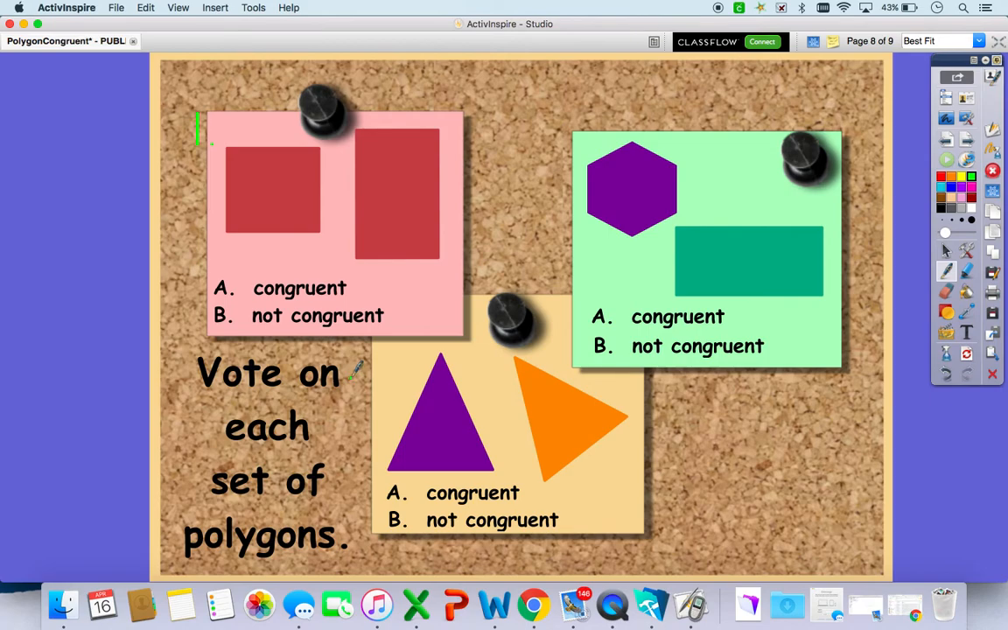Looking at number 2. Number 2 shapes are congruent. They are congruent because they are the same shape, they are both triangles, and they are the same size. They are not the same color, but that does not matter for us. Number 3, we have congruent or not congruent. These shapes are not congruent. They are not the same shape and they're not the same size.